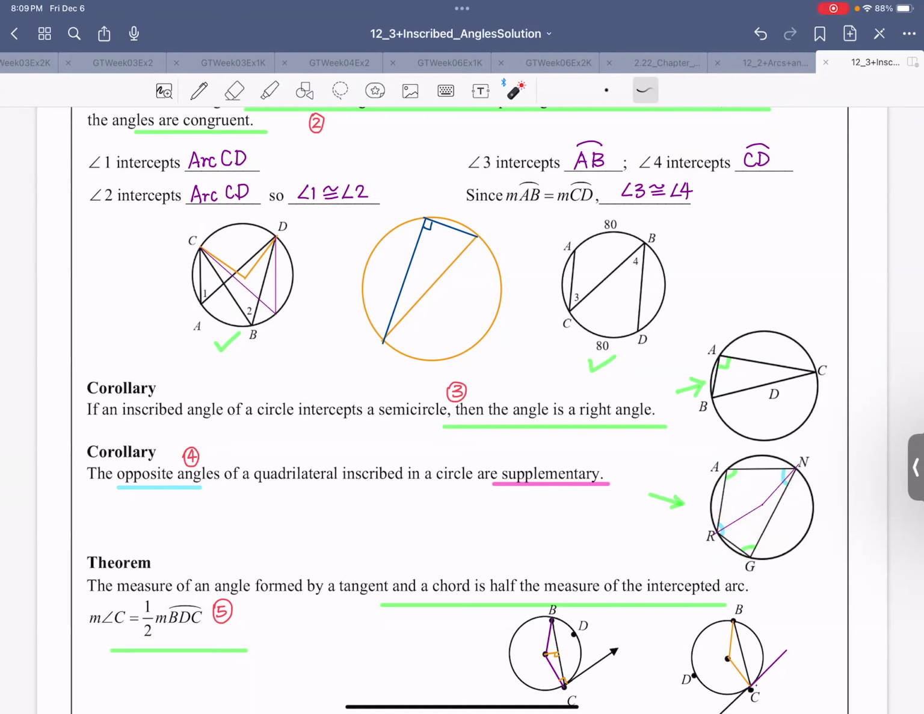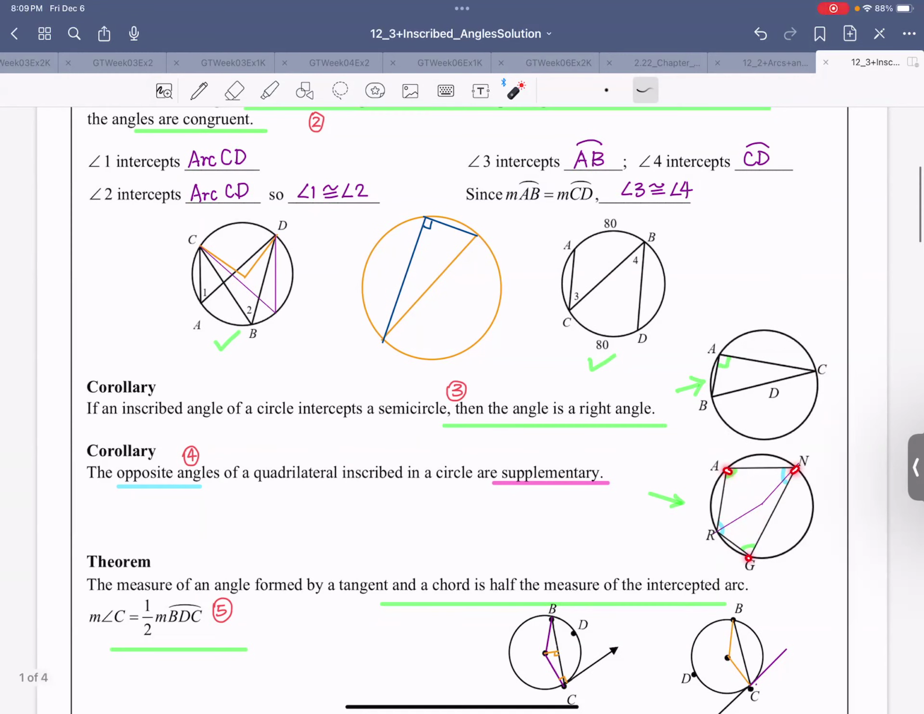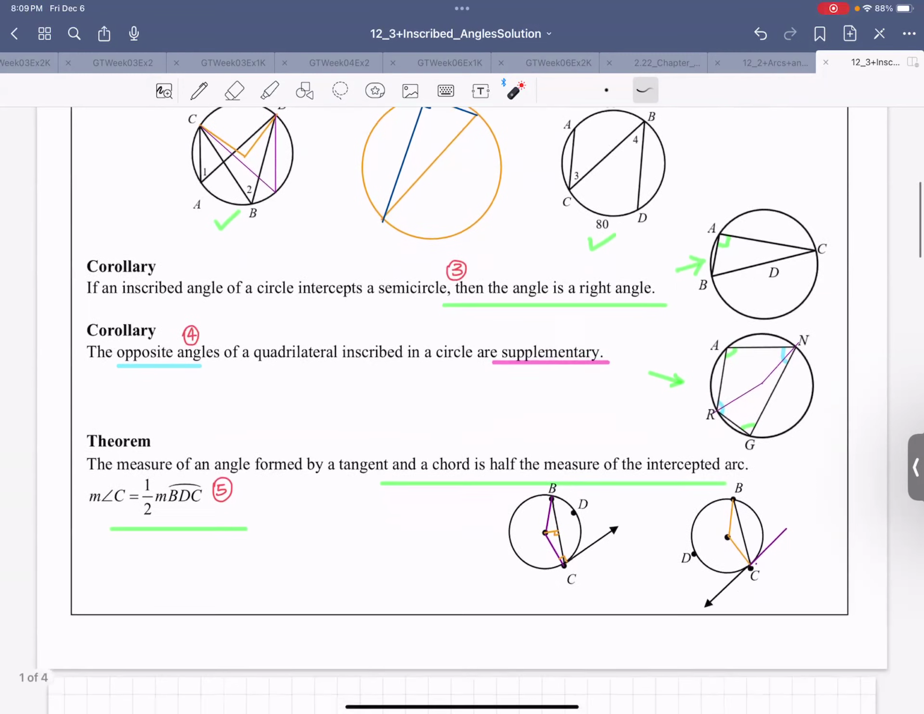If you prepare for AMC 8, you can see this kind of question. Quadrilateral on the circle, opposite angles supplementary. This is number 4. Number 5.